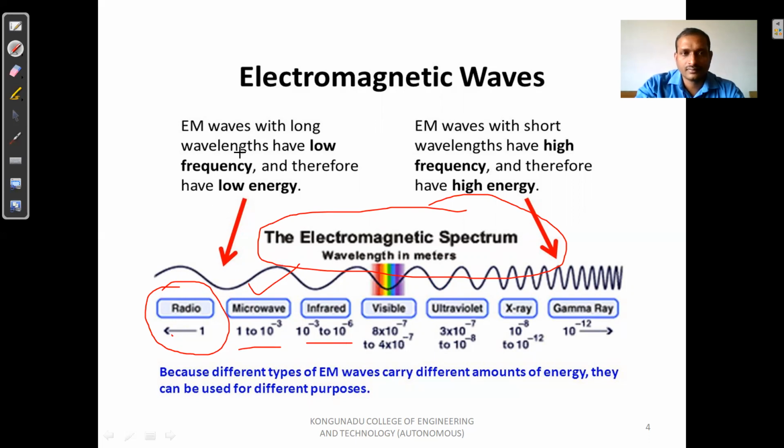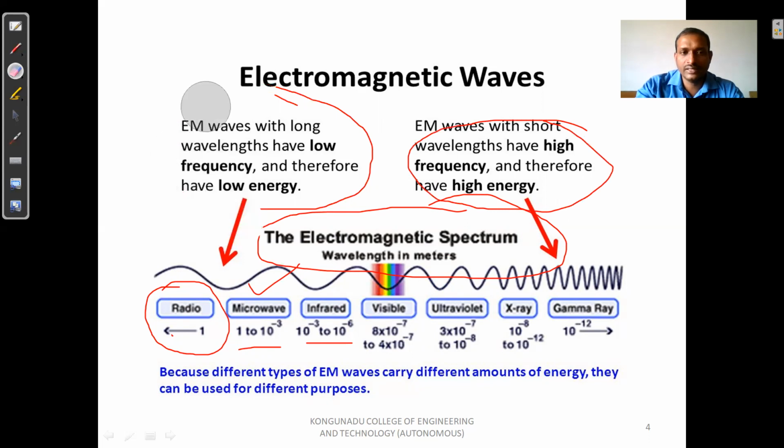Here, EM waves with long wavelength have low frequency. Radio waves and microwaves have long wavelengths, so frequency will be less, so they contain a low amount of energy. If you increase the frequency further, it has shorter wavelength and contains high energy. So high frequency signals have a high amount of energy.